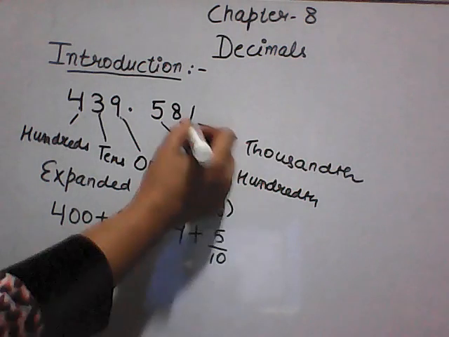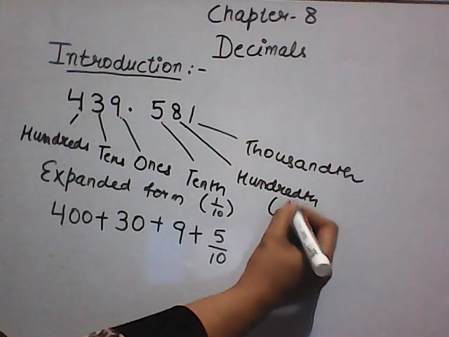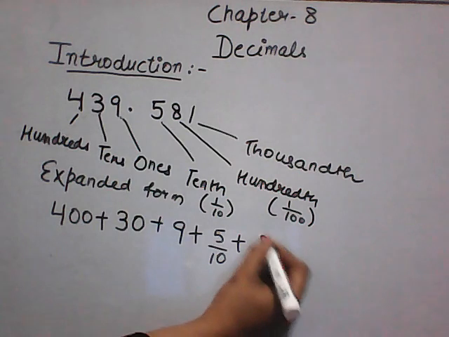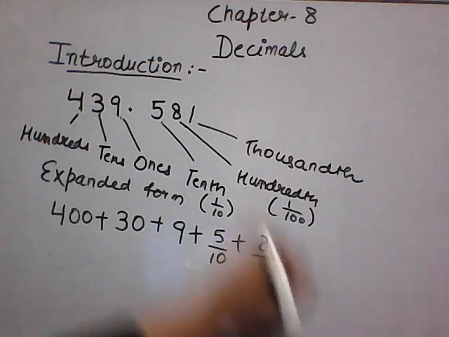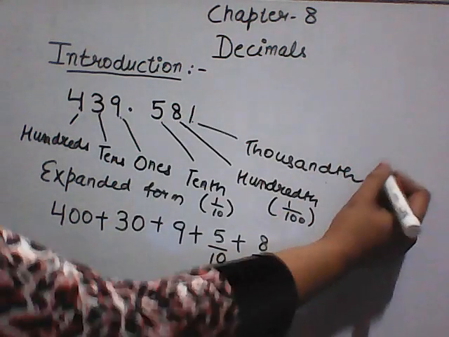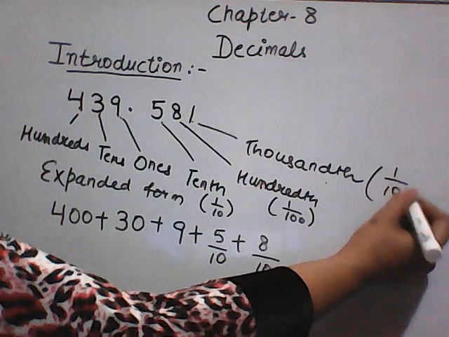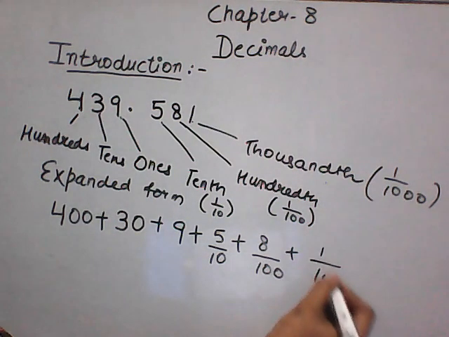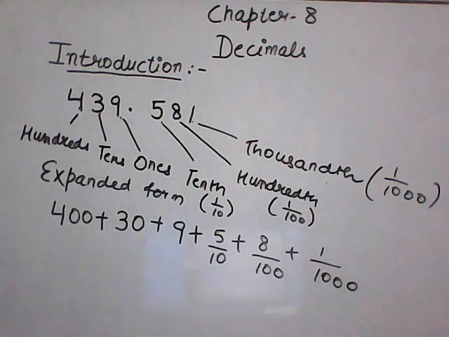Here 8 is the hundredth. So, it is 1 by 100. So, 8 can be written as 8 by 100. Here 1 is the thousandth. Thousandth means 1 by 1000. So 1 can be written as 1 by 1000. In this way we can write the expanded form of the decimals.